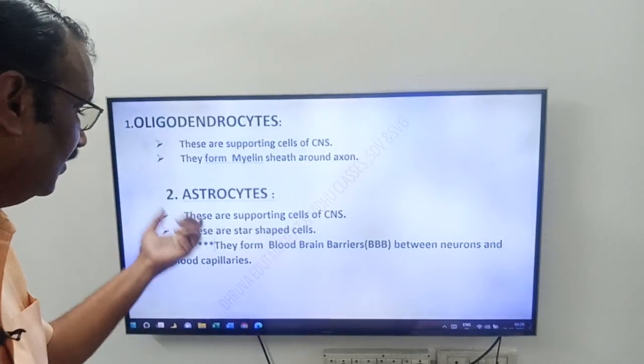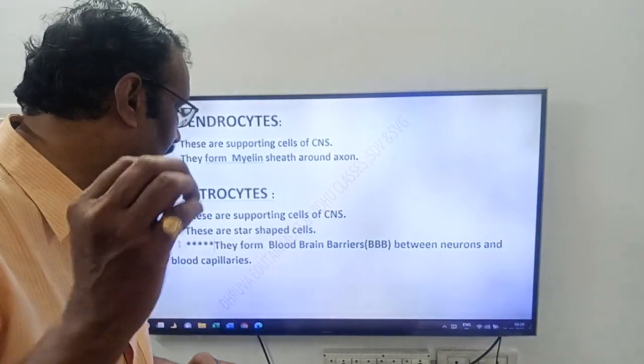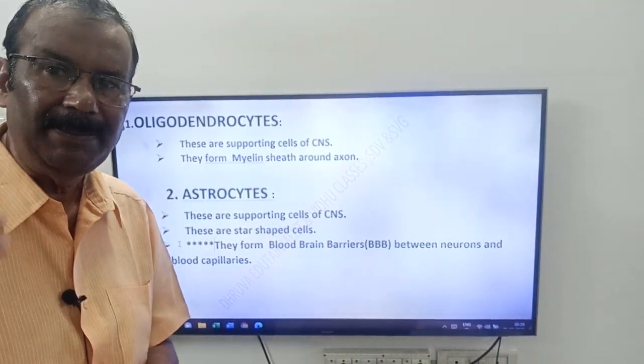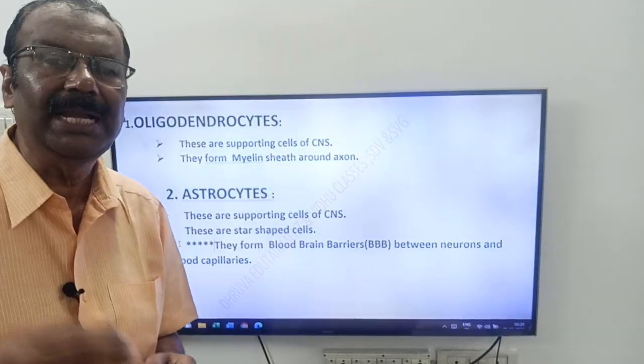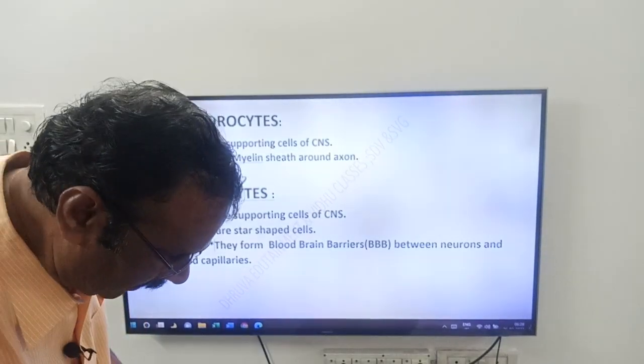So astrocytes are supporting cells of the central nervous system. They are star-shaped cells. They form blood-brain barrier, BBB, between whom, friends? Between neurons and blood capillaries. Between neurons or nerve cells and blood capillaries.